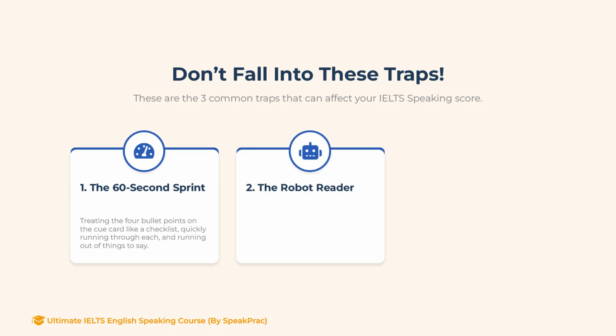Trap number 2, the robot reader. This happens in the 1 minute prep time. A student tries to write down full sentences or even a whole paragraph. Then, when it's time to speak, they're not talking, they're reading. Their voice becomes flat, they lose all natural intonation, and they sound like a robot device giving directions. This kills your score for pronunciation and fluency because natural connected speech is totally gone.